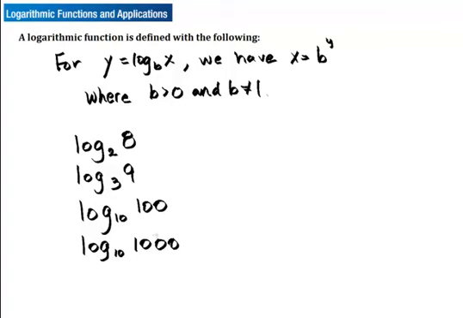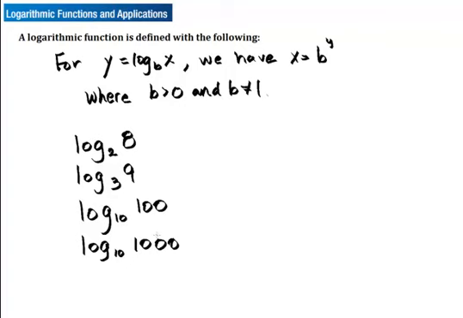We are looking at log functions today, and this isn't a really formal definition, but we're going to say that a log is defined if we have y equals log base b of x. We're going to say that that's the same thing as saying x equals b to the y. So we think, what in the world does that mean?